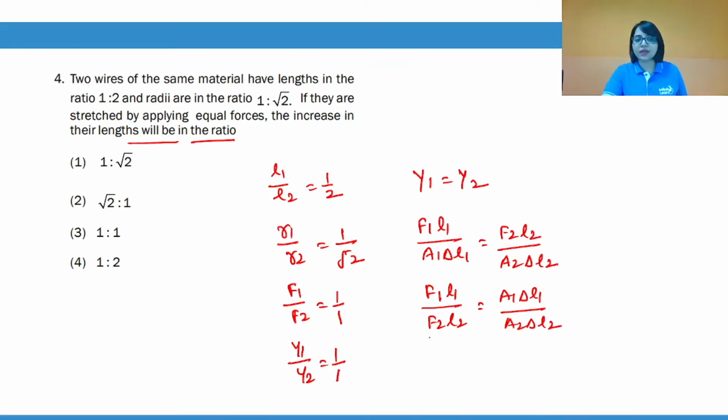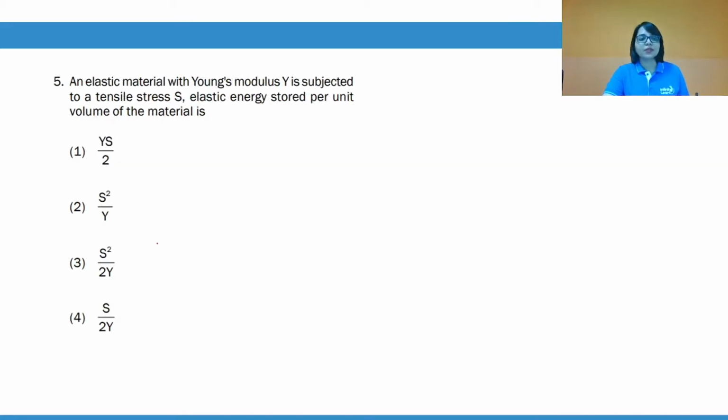F1 upon F2 is 1, L1 upon L2 is 1 by 2 into 1. A1 upon A2 will be pi R1 square upon pi R2 square. So A1 upon A2 will be the ratio of R1 upon R2 whole square, that is 1 by root 2 whole square, that is 1 by 2, and it is delta L1 upon delta L2, right? So delta L1 upon delta L2 is 1 is to 1, which is option 3. Next is question number 5.